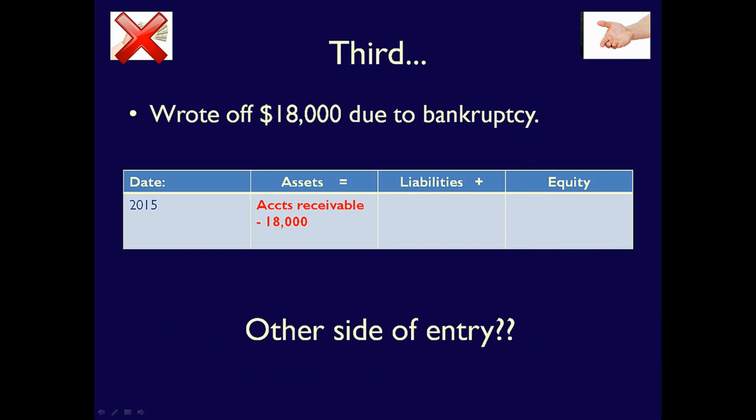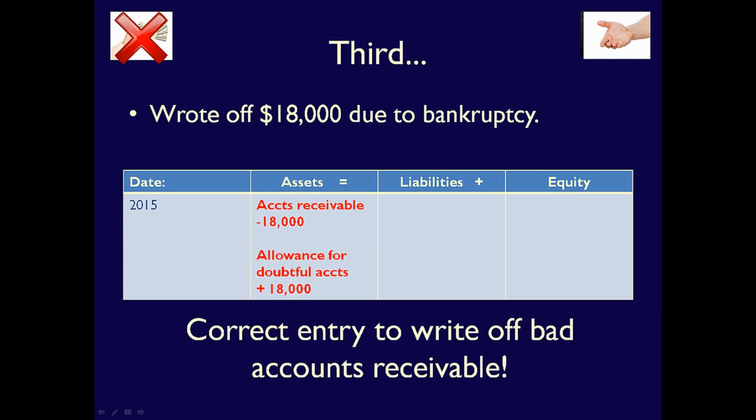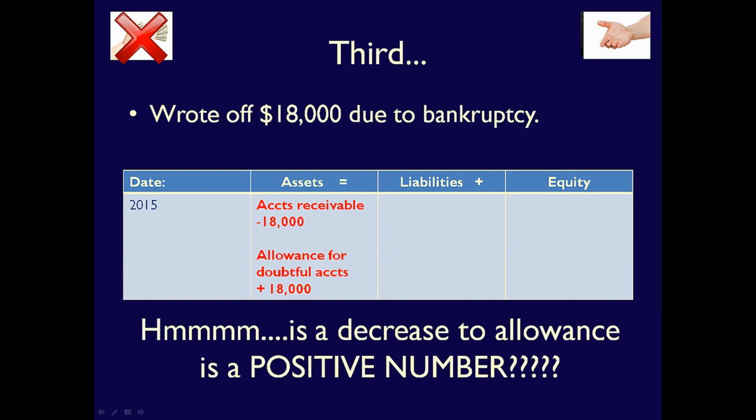Well, in 2014, when we booked the estimate, we also made an allowance. Remember the allowance for doubtful accounts? That was the allowance we made for when the accounts were going to be written off. Now we know which accounts are going bad, so we can use the allowance up. When we write off accounts receivable, we always use the allowance for doubtful accounts. After all, if you make an allowance, you better use it later on. So, the correct other side of the entry is to decrease the allowance for doubtful accounts.